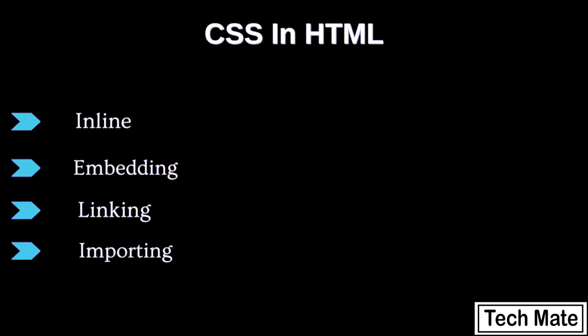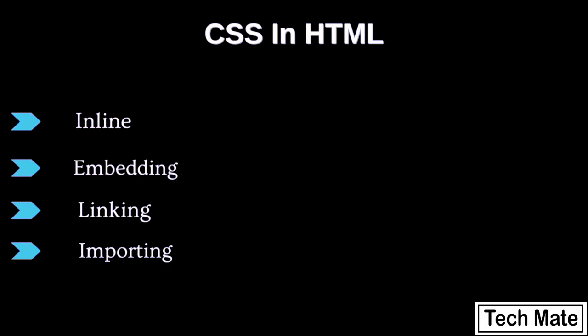Embedding is something where you will write the CSS code inside the header section of the HTML document inside the style tag. So there we will write all the style rules and those will be applicable for the current HTML page only. So after that, in the body, whichever HTML tag you are putting, either you can use the name selector, ID selector, class selector, universal selector, whatever, but that will be applicable for the current page only.